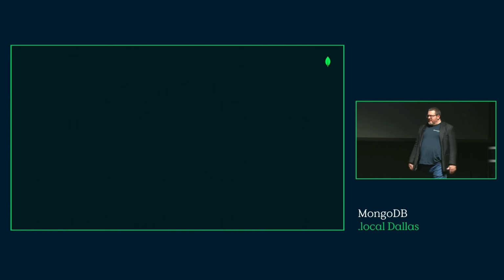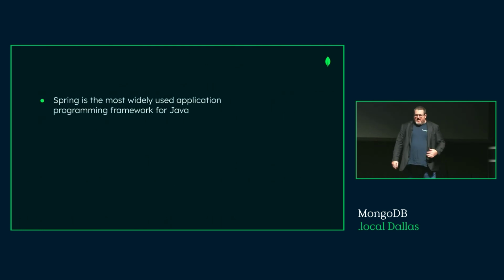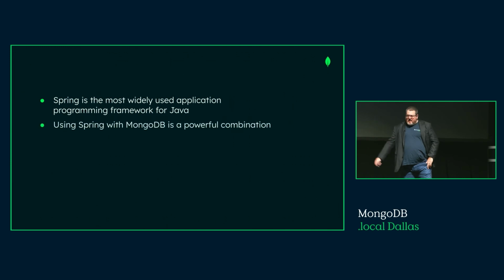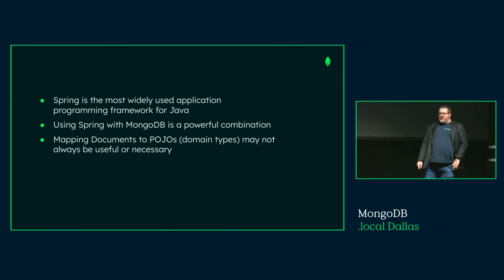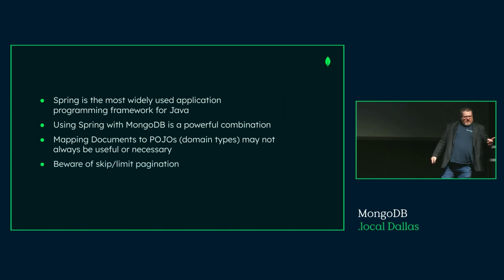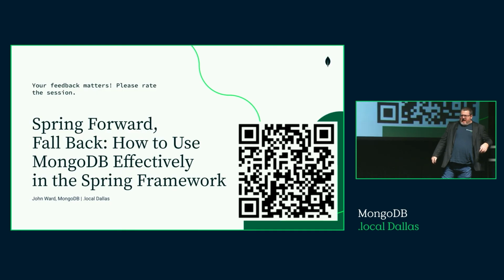And to summarize everything with 7 seconds left, Spring is the most widely used application programming framework for Java, verified. Using Spring with MongoDB is a powerful combination. Mapping documents to POJOs may not always be useful or necessary. Beware of skip limit pagination. And that is our session, everybody.